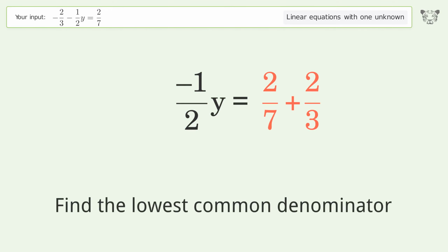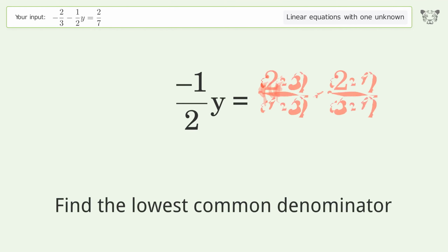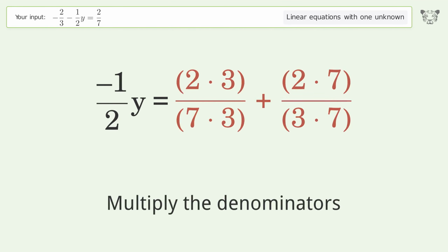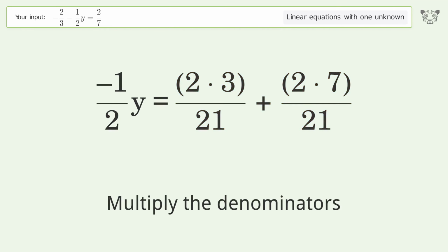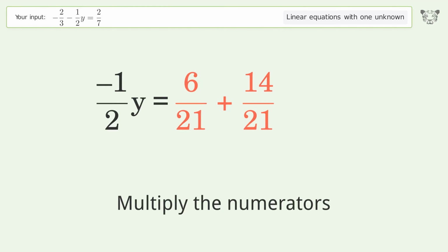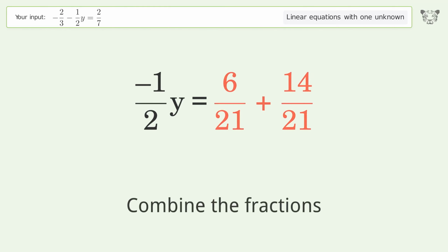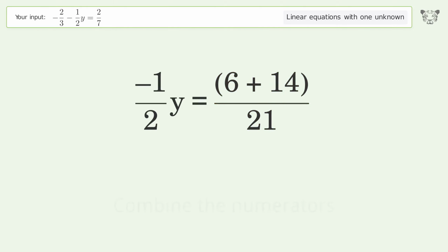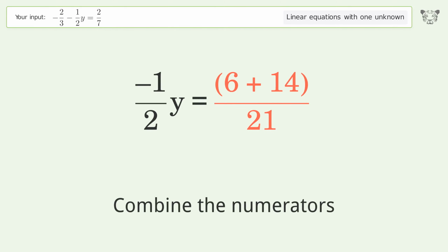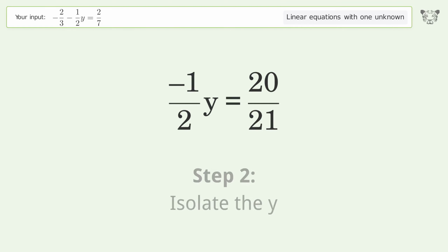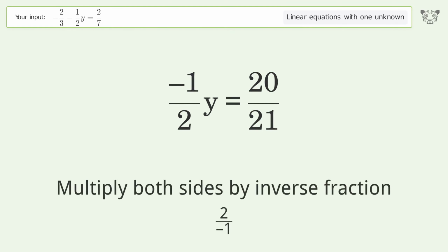Find the lowest common denominator. Multiply the denominators. Multiply the numerators. Combine the fractions. Combine the numerators. Isolate the y. Multiply both sides by inverse fraction 2/-1.